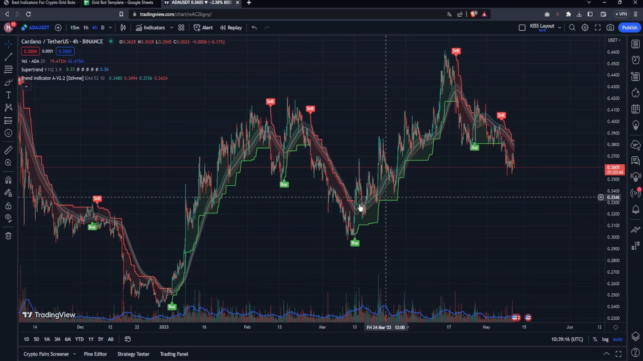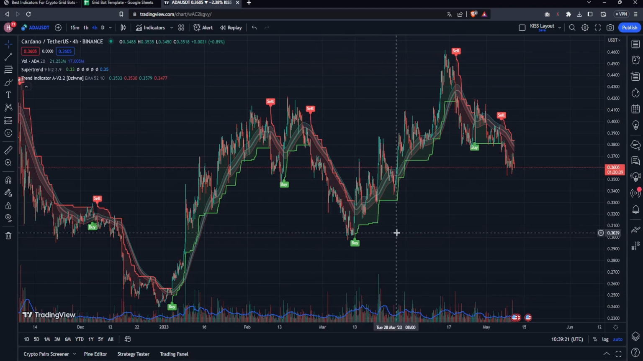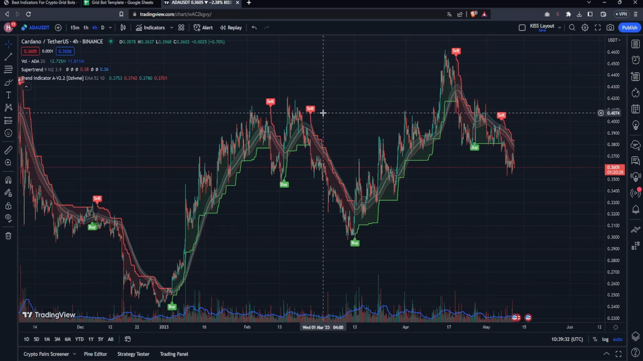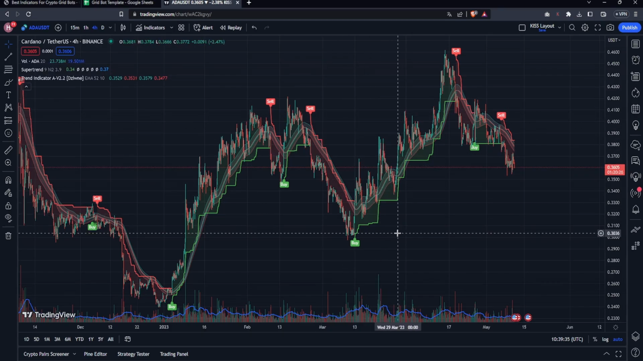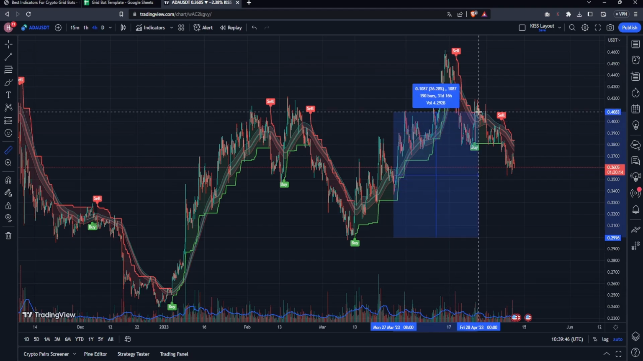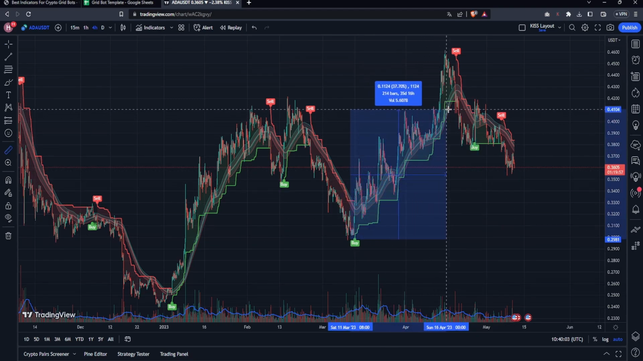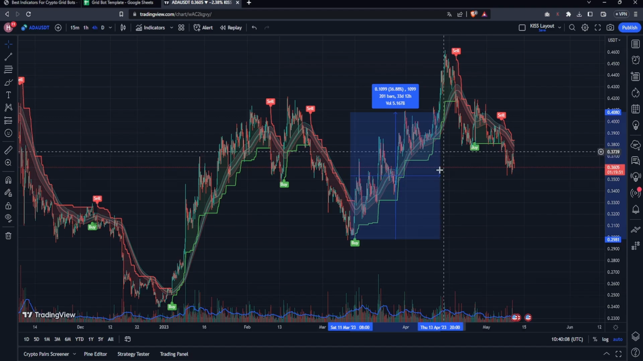You can go here to this buy signal right here, which starts here. And then, of course, because you don't know if the price is going to go up or down, you can take the last sell signal as a reference, and you could set up a range like this from the buy signal to the previous sell signal. Then you would set up your grid bot, and it would trade between this range, or to be more precise, between here and here. In this case, the price increased.